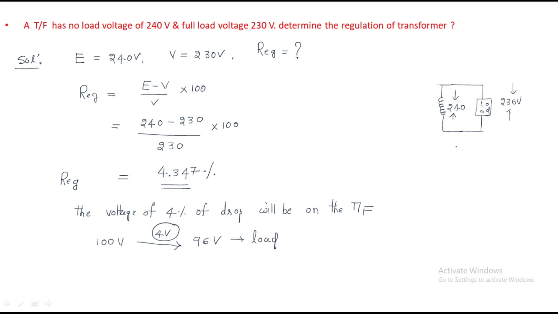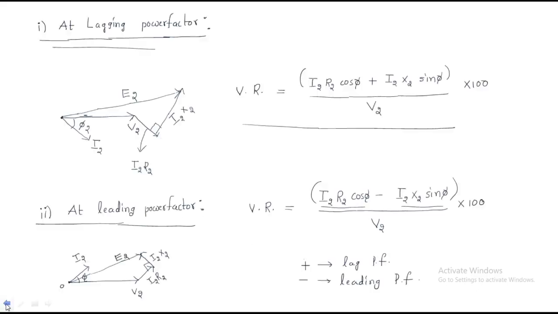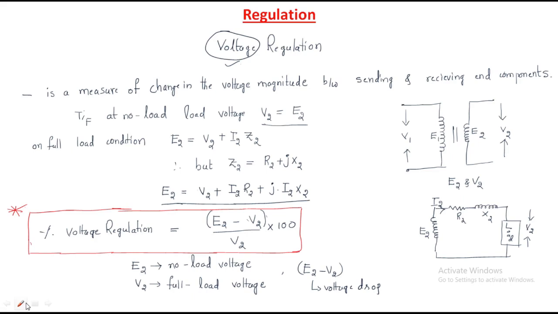What happened? The remaining 10 volts dropped in the transformer. I think all of you clearly understand the need for studying the regulation. The regulation gives the information regarding the voltage drop, but efficiency will give information regarding the losses. Regulation means the information regarding the voltage, and efficiency gives the information regarding the losses. Okay, thank you.